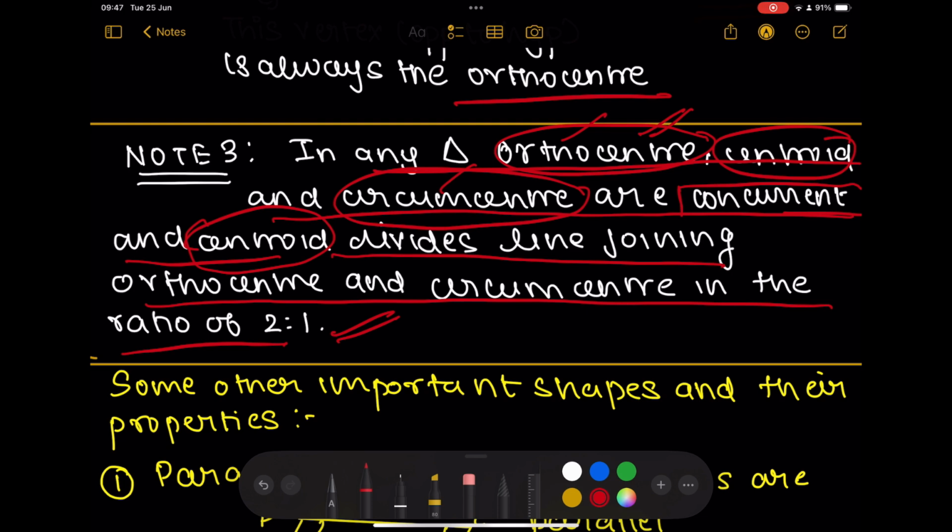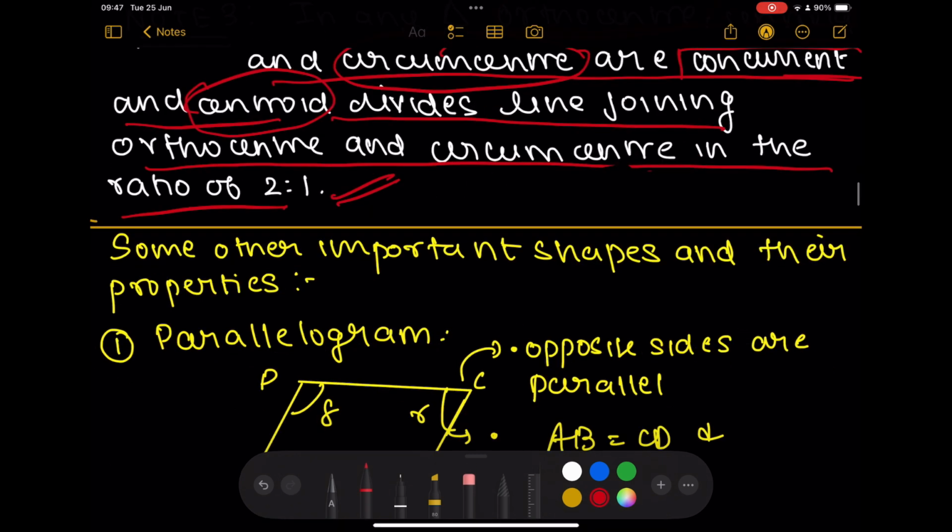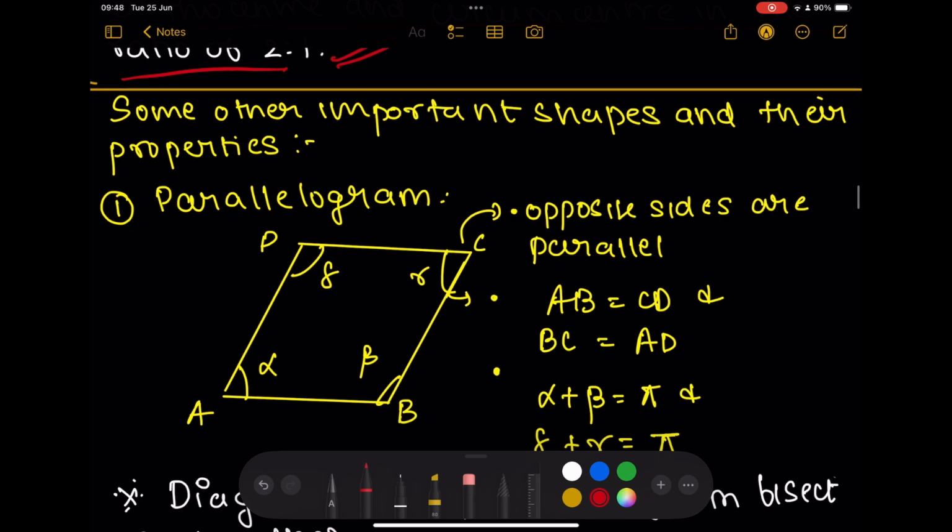Many questions have been asked from this concept. You need to know this concept and remember it. Now, many people forget what the order was. So I usually remember it like this: O, G, C, 2:1. This is how I used to remember. O is for orthocenter, G is for centroid, and C is for circumcenter. The centroid divides the line joining the orthocenter and circumcenter in the ratio 2:1. The distance between the orthocenter and centroid is 2 times the distance between the centroid and circumcenter. Please remember this, it is very important. You may get questions directly from this also, right? Okay. Now some other important shapes and their properties.